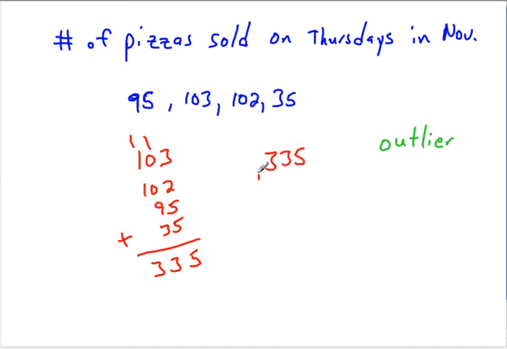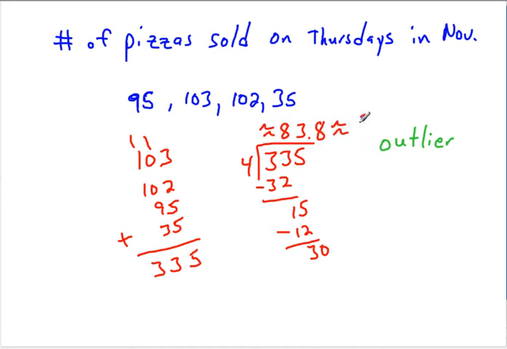So 335 divided by 4 is going to be 83.8. We'll say that's about 84. So we're selling an average of 84 pizzas every Thursday. So if I have Thursday coming up, should I make 84 and make enough dough for 84 pizzas?